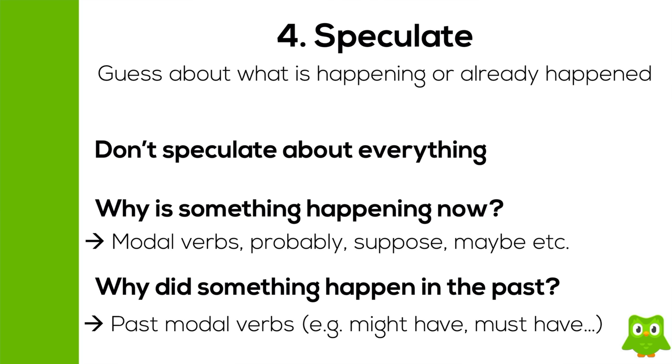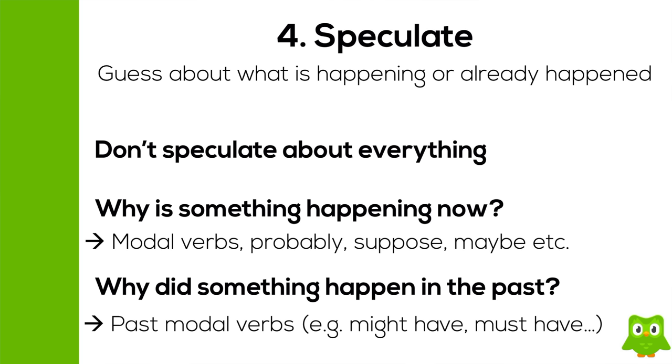This is probably the least important part of this task. Remember, this task is a descriptive task. So your main job is to describe the image and describe the most important parts of the image. But if you still have some time left, then you can speculate. So let's talk about that. So firstly, don't speculate about everything. Again, just speculate about the most important parts of the picture. So you want to ask two questions. Why is something happening now?